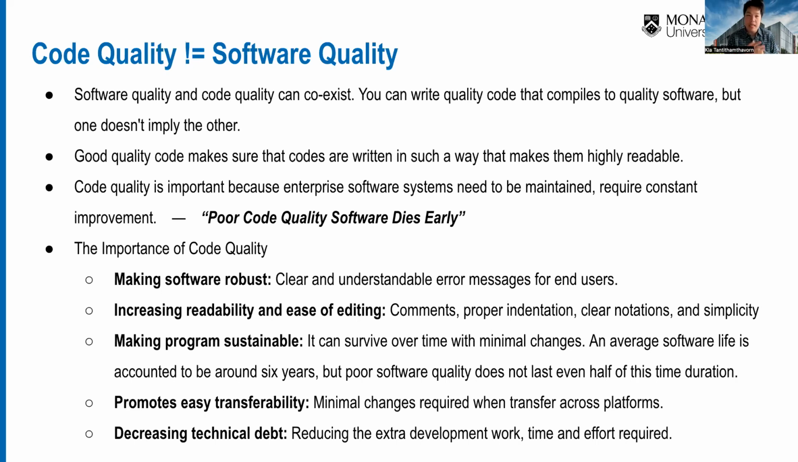As in the first bullet, software quality and code quality can coexist. You can write quality code that is compilable, executable, and aligned with the customer and user requirements, and then you can produce high quality software. But it cannot imply the other way around. High quality software cannot be produced from poor quality code. But if you develop high quality code, then you can produce a high quality piece of software.